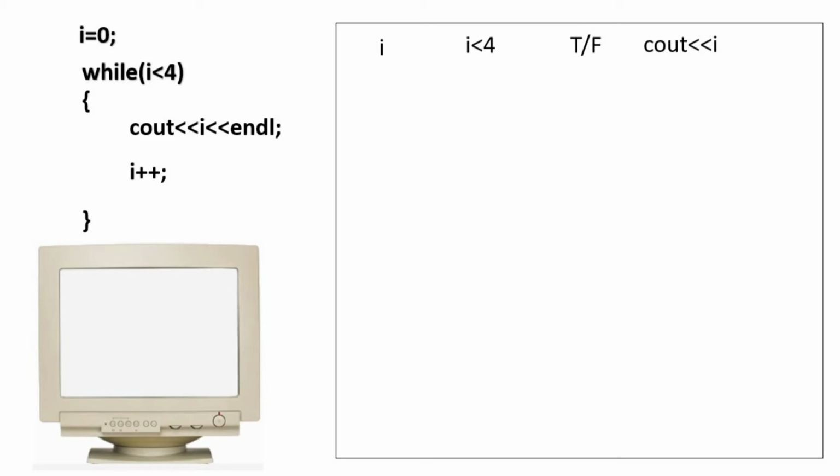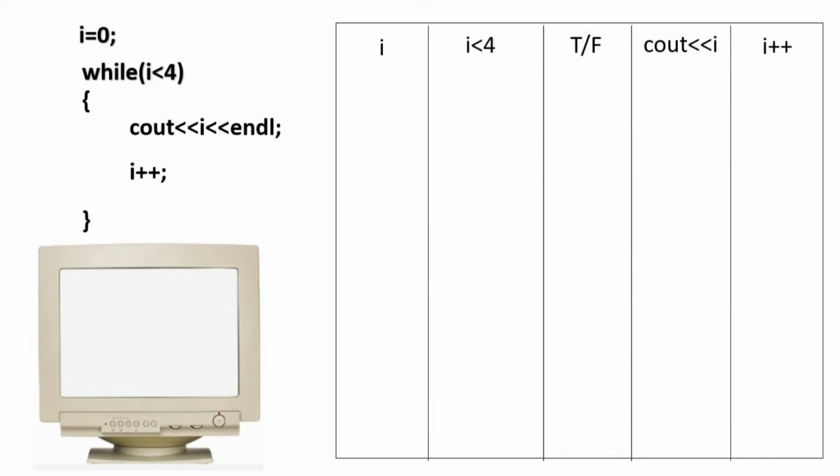Then we are printing value of I. Then we are incrementing value of I. We will make 5 columns. Initially value of I is 0. 0 less than 4, that is true. Next we have to print the value of I. So value of I is 0, 0 will be printed.